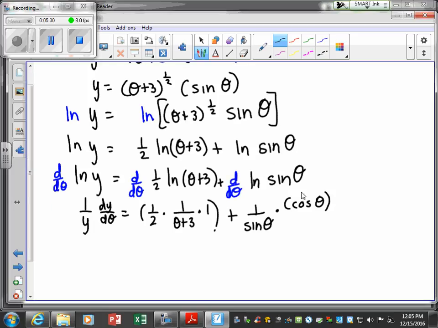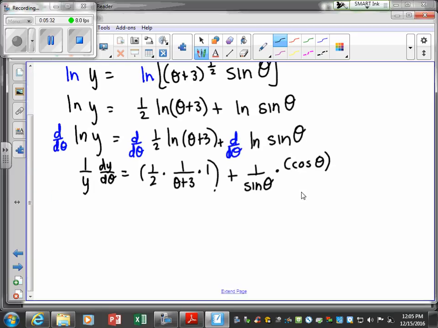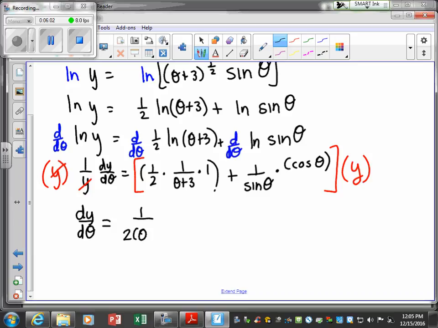Okay, now let's see. We can probably clean this up a bit in just a second, but now my goal is to get dy/dθ by itself. What do I multiply this by to get dy/dθ by itself? y. This is also in our guidelines, it tells us to do that. So we multiply the whole left side and the whole right side. Well, it works out nice over here, so we get dy/dθ is equal to, I'm just going to have 1 over 2(θ plus 3).